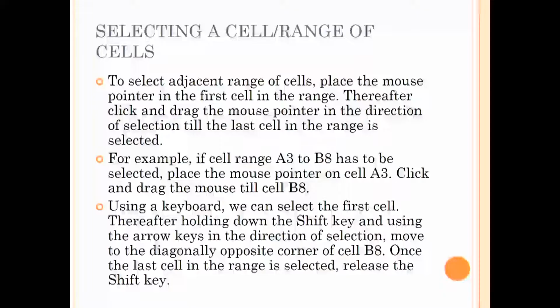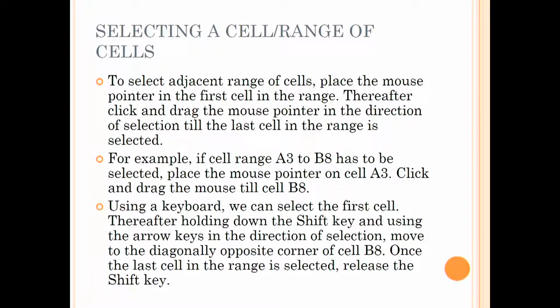Suppose you have to select any 5 adjacent cells. You have to firstly start with the first cell. Keep your mouse pointer on the first cell, drag the mouse pointer till the 5th cell, and once the 5 of them are selected, then you can leave the mouse pointer.